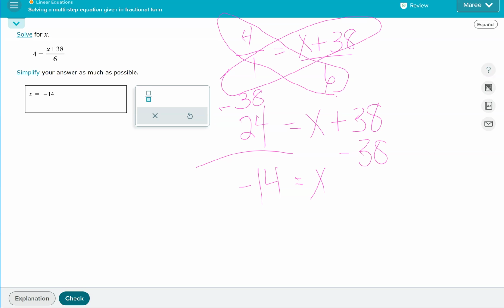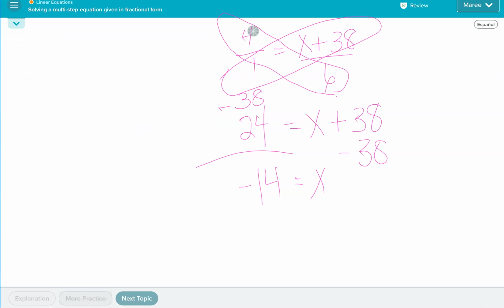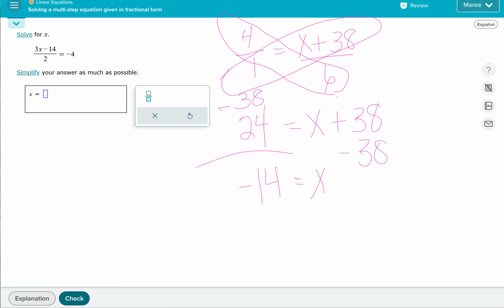So notice here that we just multiplied the denominator 6 by 4, and we actually multiplied x plus 38 over 6 by 6 to get x plus 38. So that's a pattern that we're doing. So let's follow that pattern on the next problem, the last problem we're going to do.